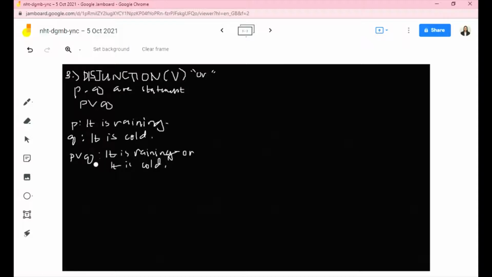So your P or Q, or the disjunction of P and Q, is simply the sentence, it is raining or it is cold. Now for the truth values, unlike for the conjunction, in the disjunction, P or Q can be true when at least one of the statements is true. Otherwise, it's false. So let's make a truth table for you to visualize it.